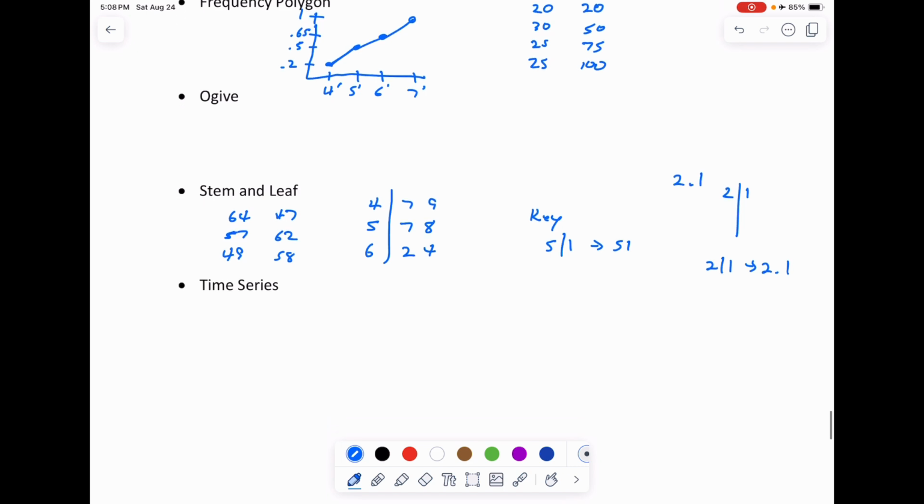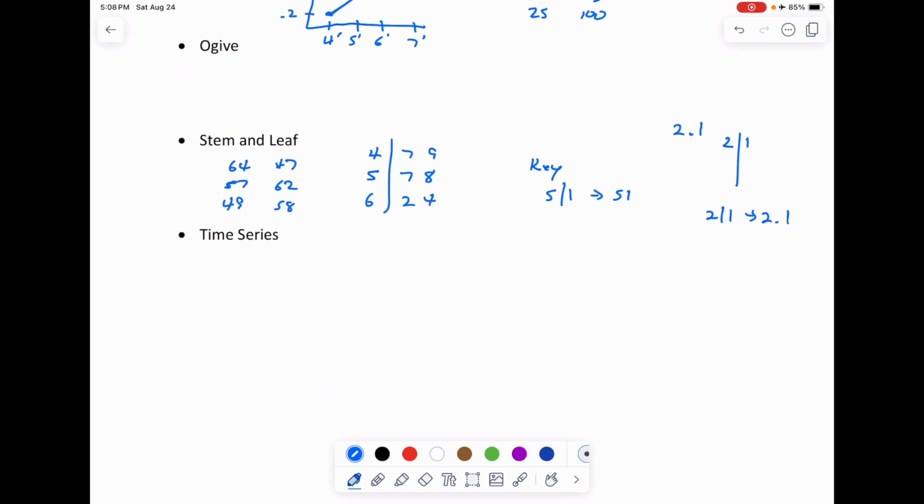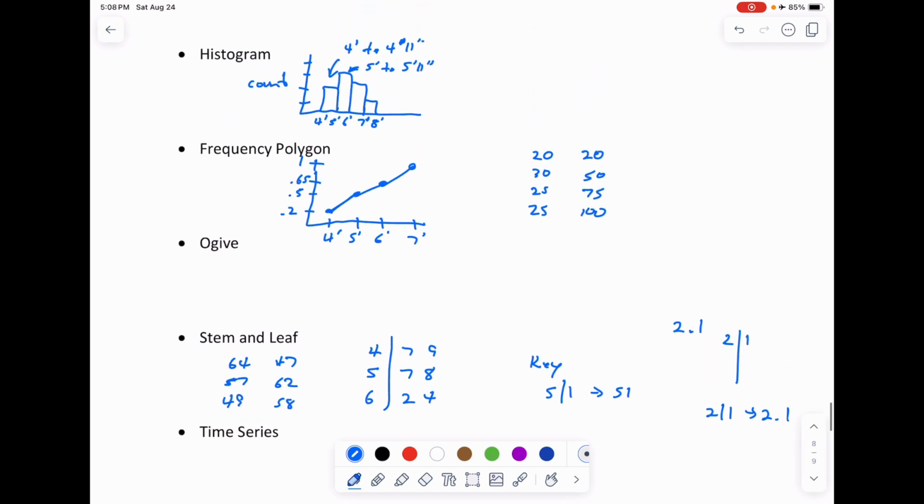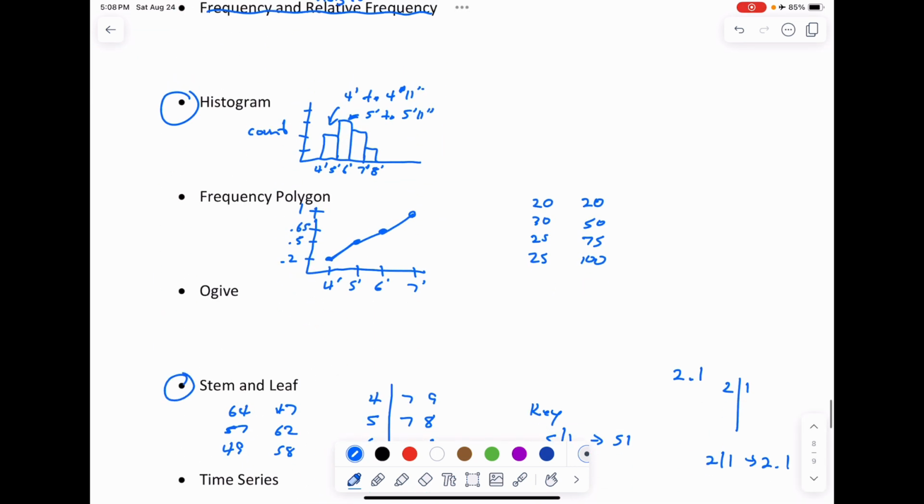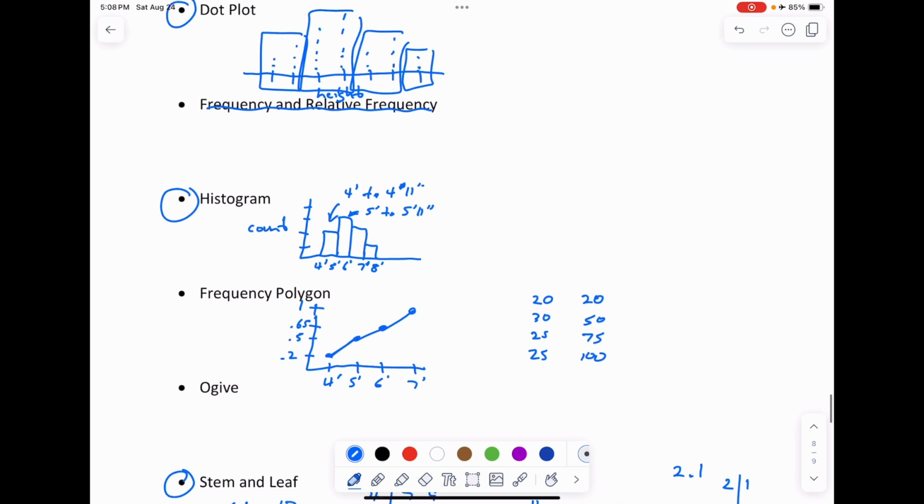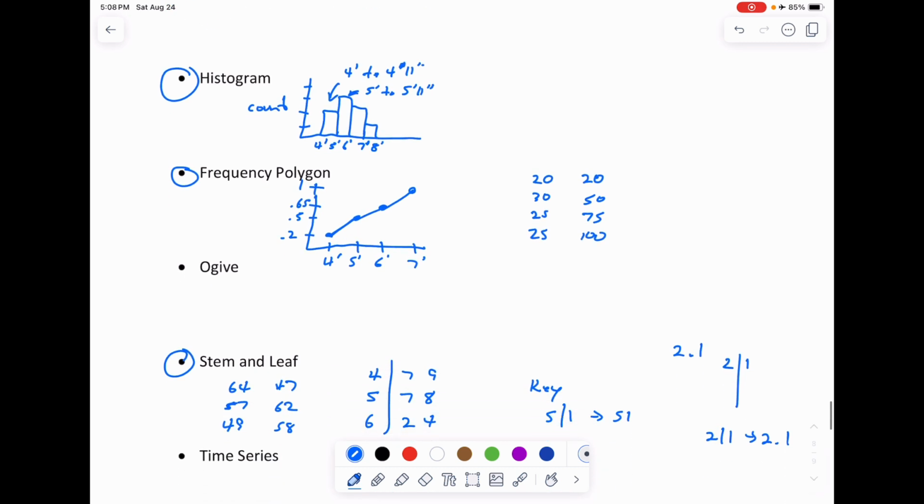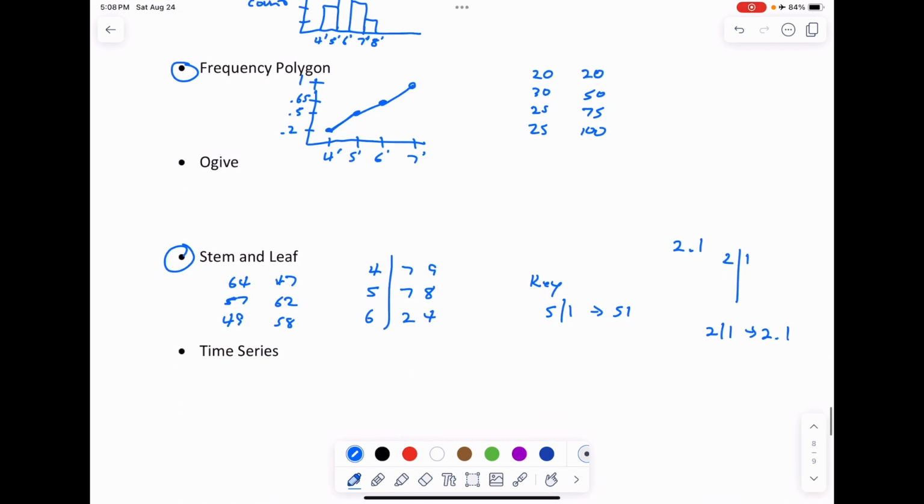Okay. All right, time series, I'm going to skip that also. Really, the big ones here, the dot plot, the histogram, stem and leaf, those are probably the three big ones. You'll see frequency polygons from time to time, but really dot plot, histogram, and stem and leaf are the three that we're going to see most often, especially as we work through these lessons. So that is it for chapters 1 and 2.